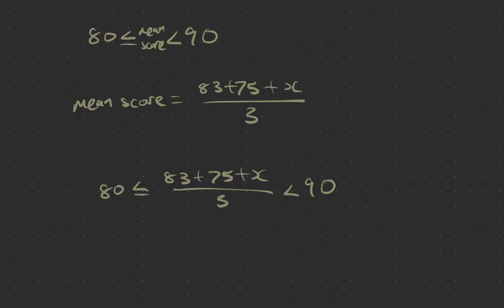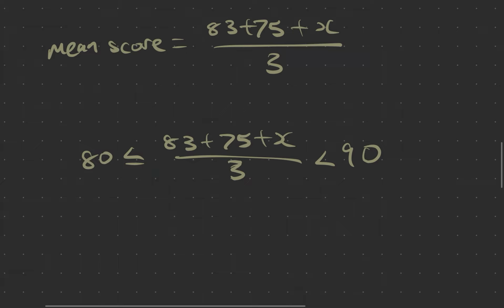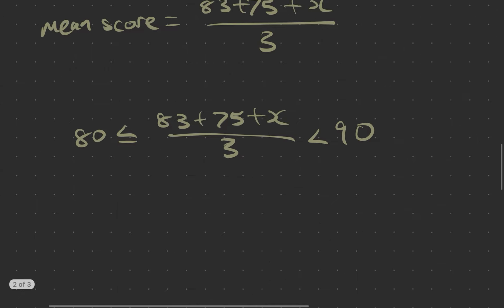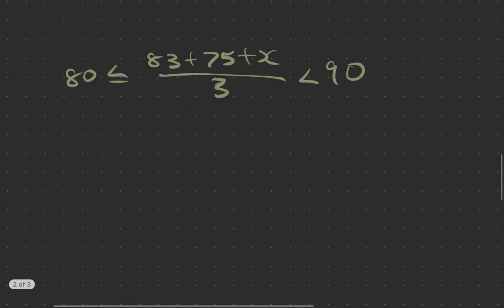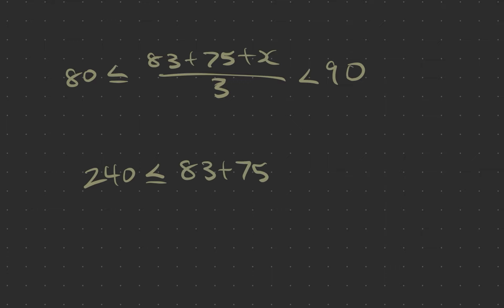But we have to find out how much she can get for X. So what do we do in order to do this? You can technically split it up, but I'm not going to do that. I'm just going to work everything on one inequality now. First things first, I'm just going to multiply all the sides by 3. So 240 is less than or equal to 83 plus 75 plus x, which is less than 270.